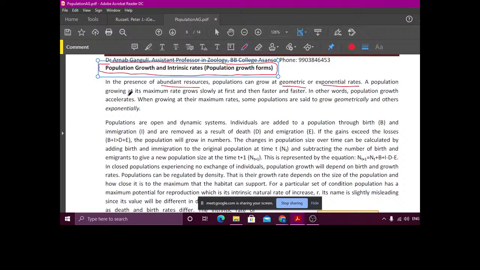A population growing at its maximum rate grows slowly at first and then faster and faster. So population growth accelerates. First the growth is slow and then suddenly it grows fast and fast and fast. It will start growing up like this. This is how it goes. It grows, first slow and then it starts to grow very fast. So this is population growth, that is, the number of individuals increases in that population over a span of time.